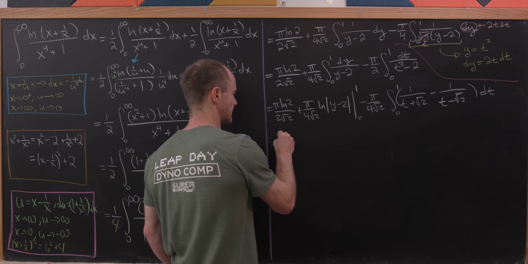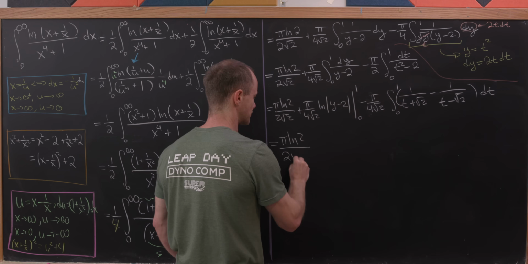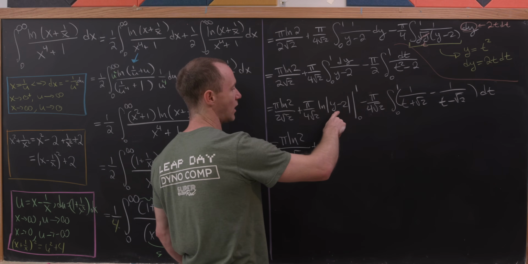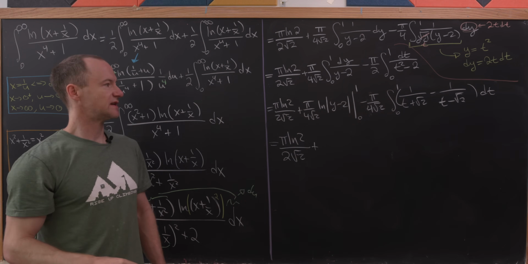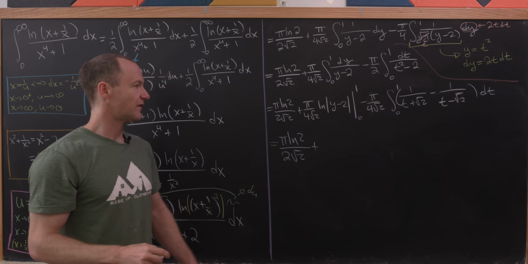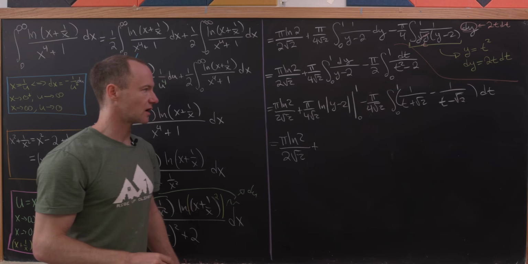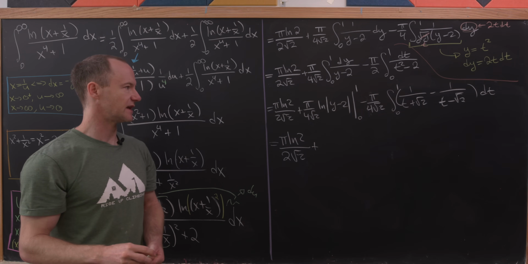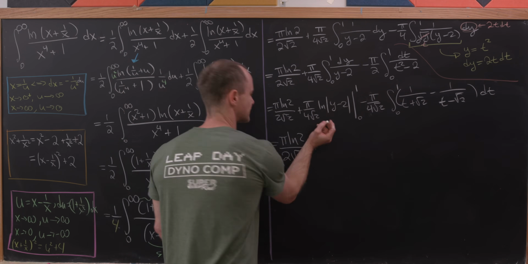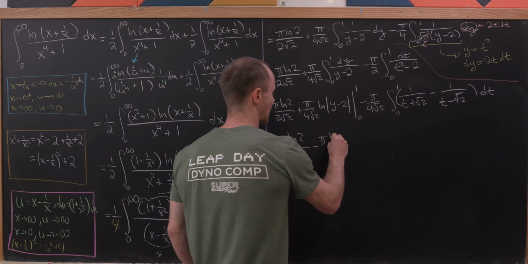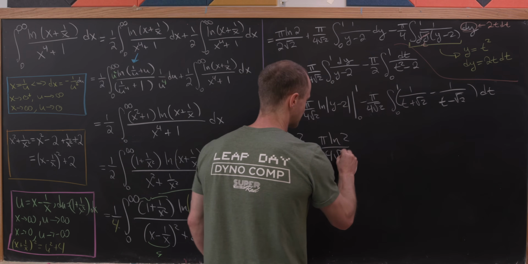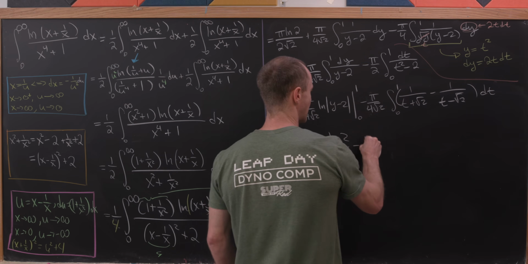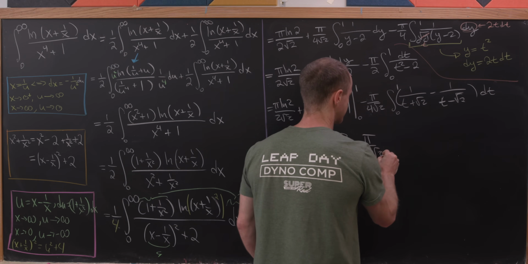So bringing this down, we have pi natural log of 2 over 2 root 2 plus, now evaluating this at 1 is going to give us natural log of 1, which is 0. Evaluating this at 0, we'll get natural log of 2, but that's attached to a minus sign given that it is in the lower bound of integration. So this is going to be minus pi natural log of 2 over 4 times the square root of 2 right there. And then for this next one, we'll have minus pi over 4 root 2.